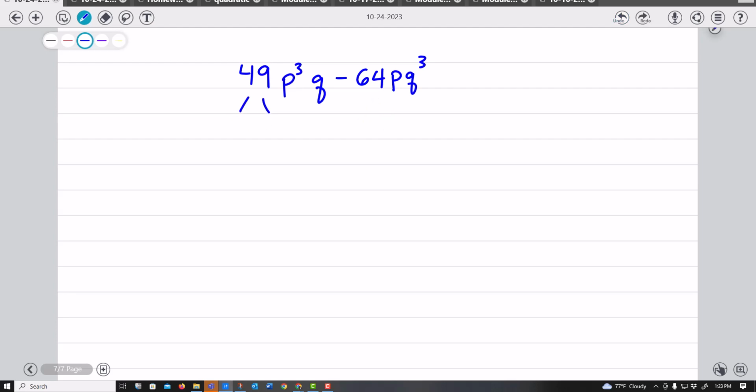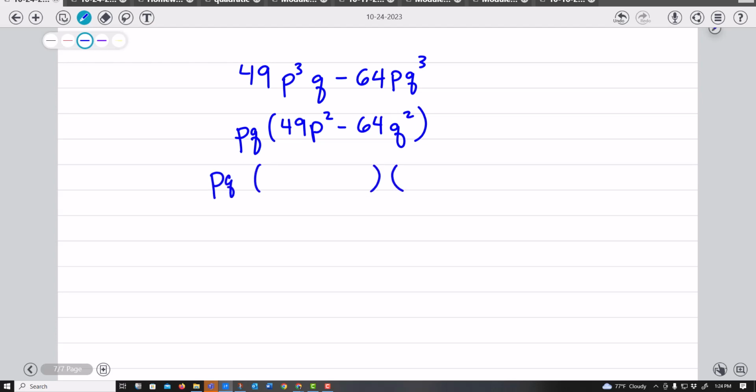So what I did first is I saw that I could factor out a p and a q, because that would leave me with 49p squared minus 64q squared. Aha! Now I have the difference between two squares. So this one was just kind of weird to be able to recognize that.